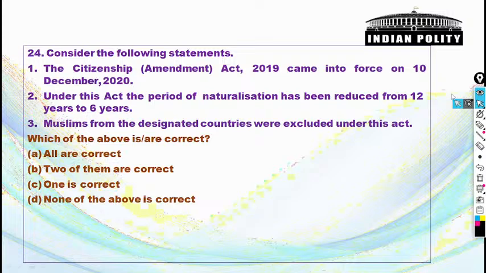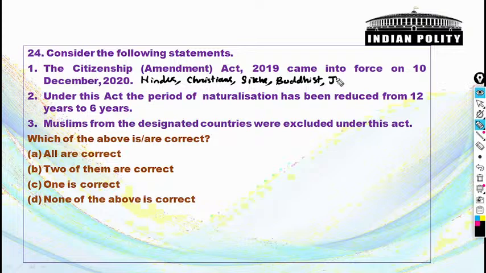It's correct. Except Muslims. They are Hindus, Christians, Sikhs, Buddhists, Jains and Parsis. 1, 2, 3, 4, 5, 6.